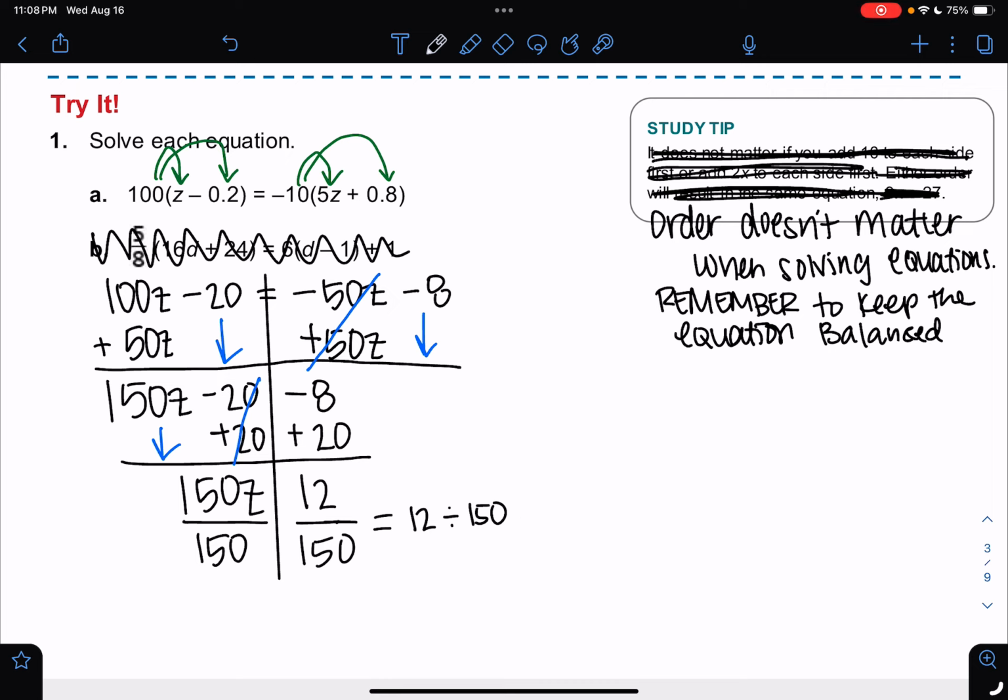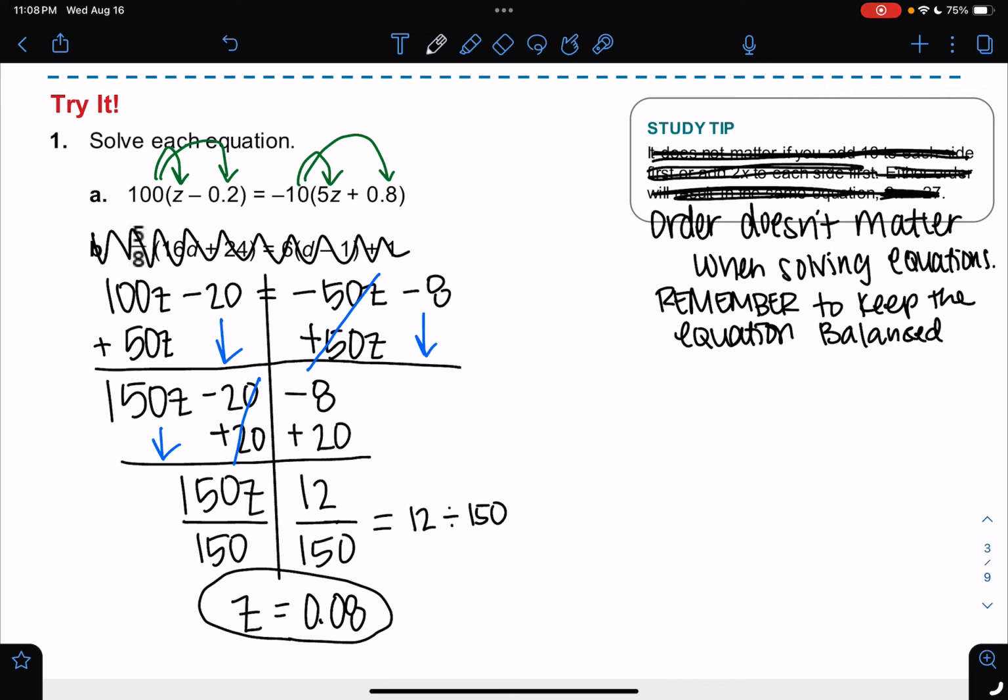Okay, so our answer here is z equals 0.08. And that's my final answer here. Always box or circle your final answer when you're solving an equation. All right, so that is it for part A.